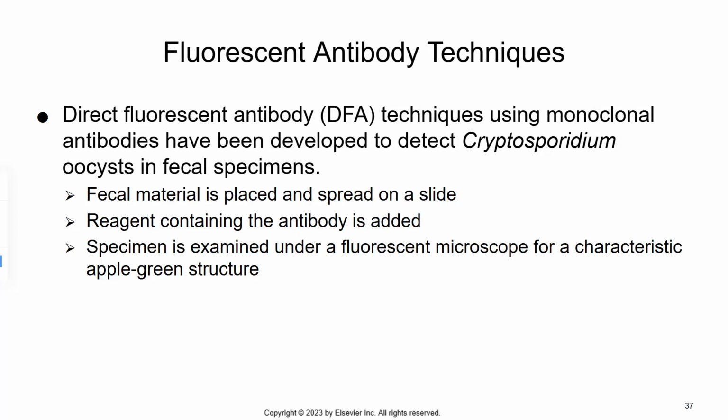Fluorescent antibody techniques. Direct fluorescent antibody techniques use monoclonal antibodies that have been developed to detect Cryptosporidium oocysts in fecal specimens. Fecal material is placed and spread on a slide. The reagent containing the antibody is added. The specimen is examined under a fluorescent microscope for a characteristic apple green structure.